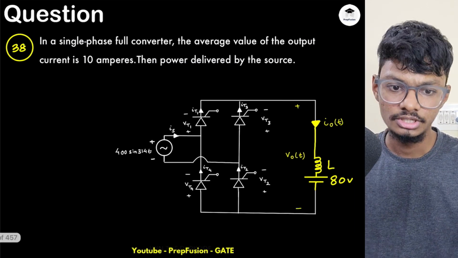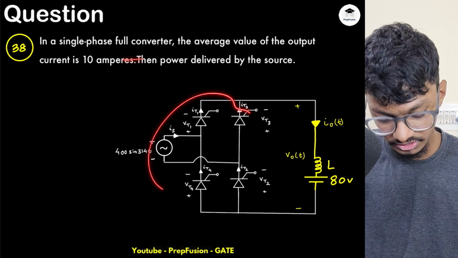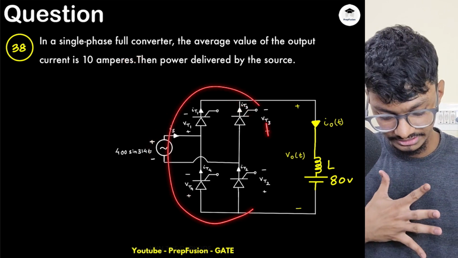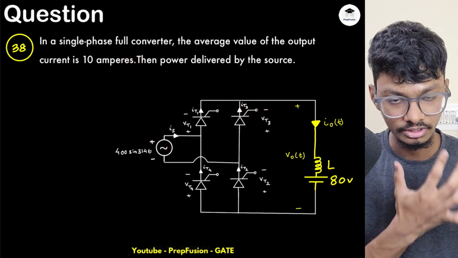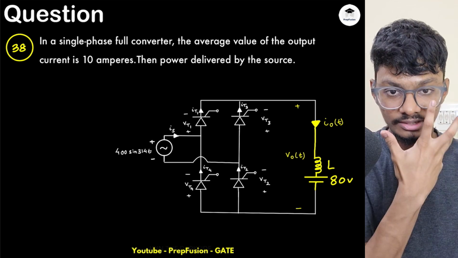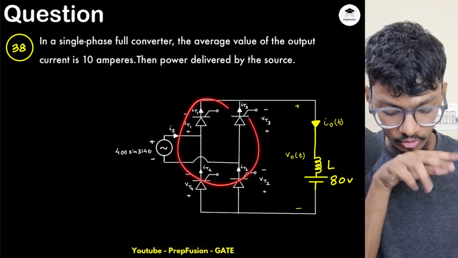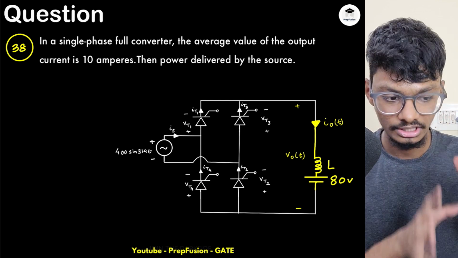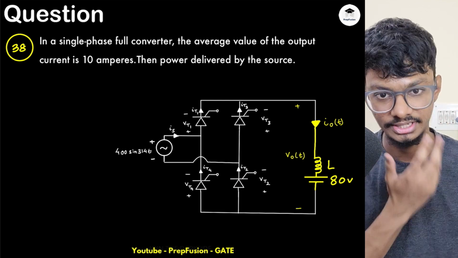So this is the next question. In the next question we have a single phase full converter again. Why is this called a full converter? Because all of the switches I can control, right? Full control. But in the next lecture we'll understand about the semi converter. There I can't control all of the switches, I can control a part of them. We'll understand that in the next lecture.